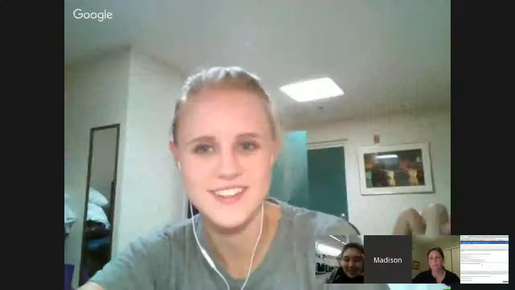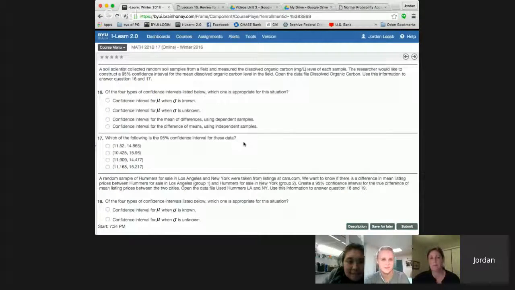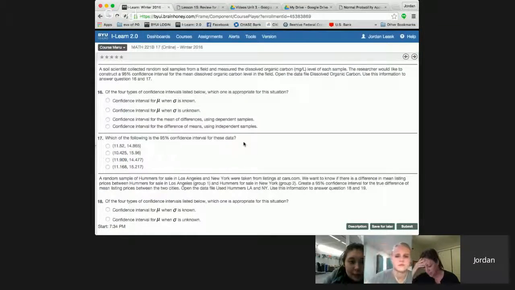All right, I'll read it. A soil scientist collected random soil samples from a field and measured the dissolved organic carbon level of each sample. The researcher would like to construct a 95% confidence interval for the mean dissolved organic carbon level in the field. Open the data file dissolved organic carbon. Use this information to answer 16 and 17.